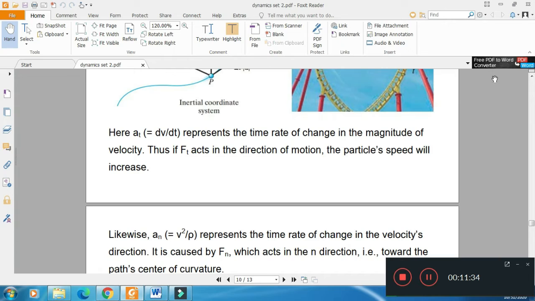When there is tangential acceleration, there is some force in the tangential direction to change the velocity magnitude. Similarly, when there is normal acceleration due to change in direction of velocity, there must be some force in the normal direction to change the direction of velocity.